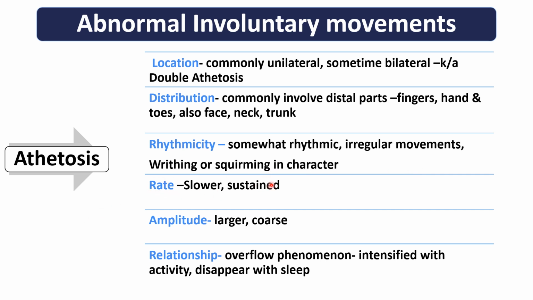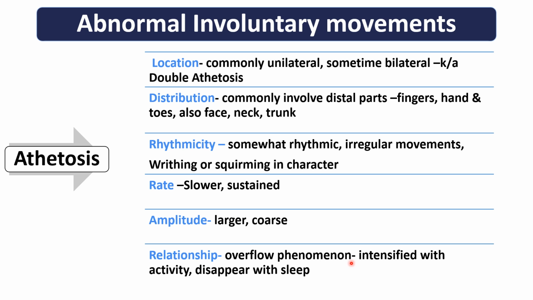It is slower and sustained compared to chorea, and the amplitude is large and coarse, and generally we see the overflow phenomena, that means it is intensified with activity and also disappears with sleep, similar to chorea. And whenever a patient is having athetosis, we can label it as athetoid disease. And in the movements of athetosis, there will be a combination of flexion, extension, adduction, pronation, supination, and alternating degrees of the movements will be there.